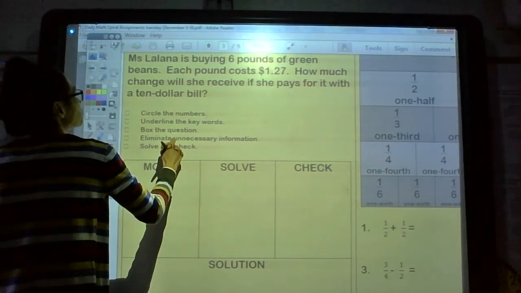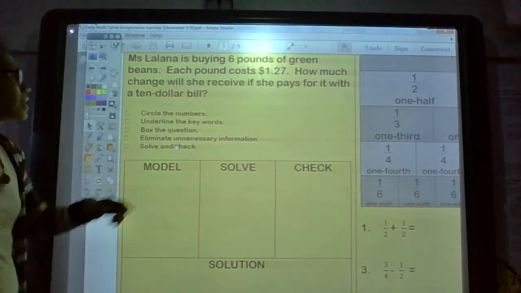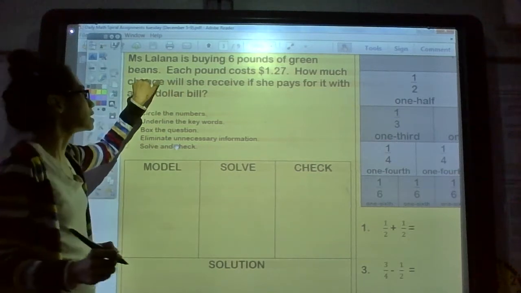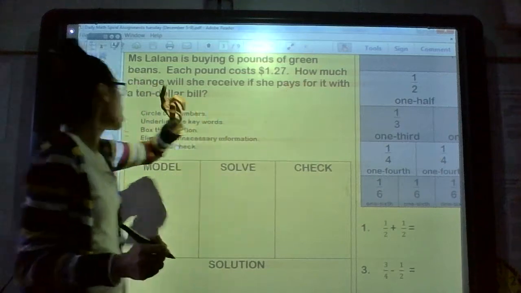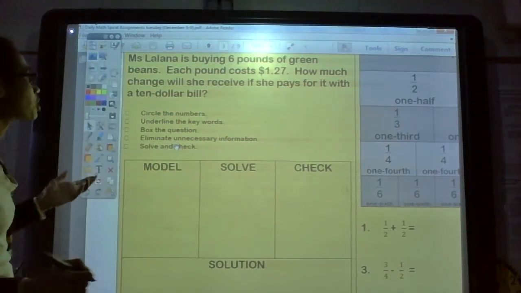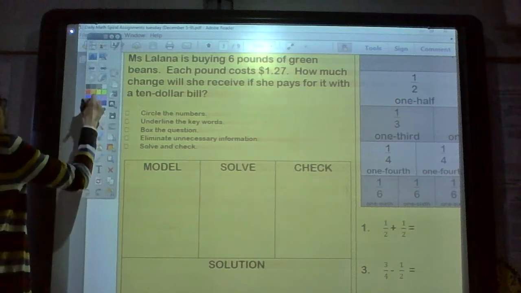All right, read the problem with me. It says, Miss Alana is buying 6 pounds of green beans. Each pound costs $1.27. How much change will she receive if she pays for it with a $10 bill?